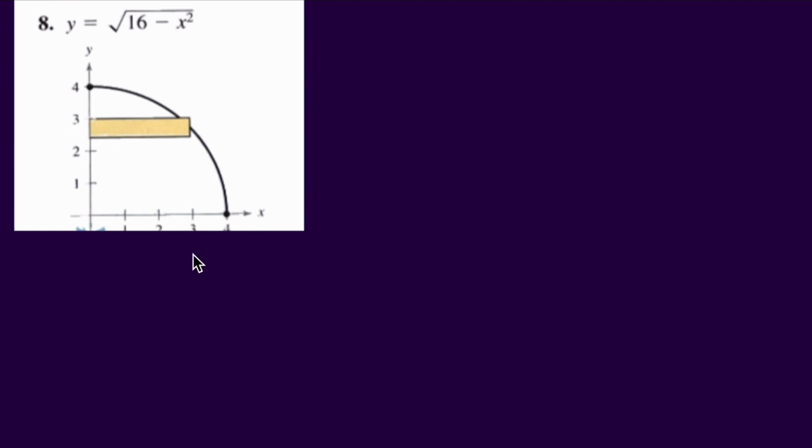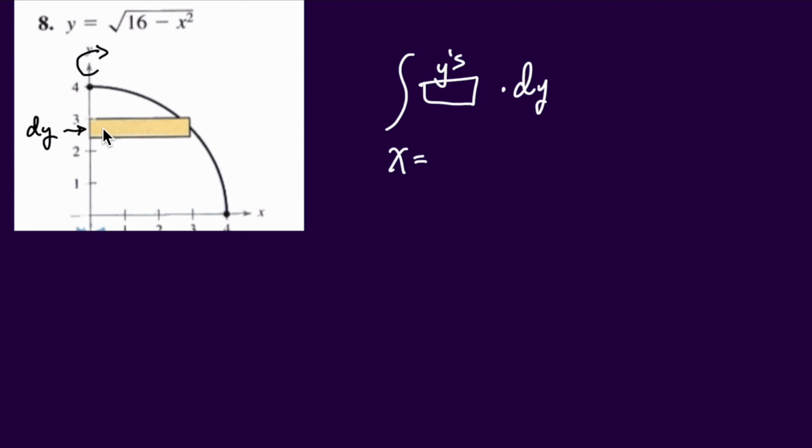In this example, we're given this diagram that shows the function y equals the square root of 16 minus x squared. And they've already drawn in the rectangle, and that's because they wanted us to rotate about the y-axis. And again, the rectangle is always going to be perpendicular to the axis of rotation. So the fact that this rectangle that they've drawn is horizontal means we're going to be dealing with a thickness of dy. If we have dy, that means we have dy in the integral. That means there has to be y's here. That means we have to solve for x.